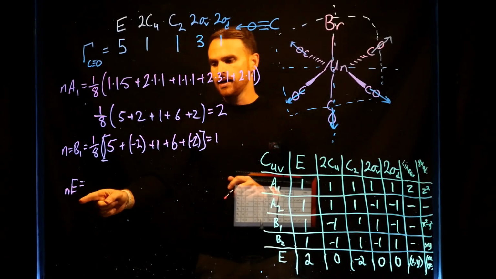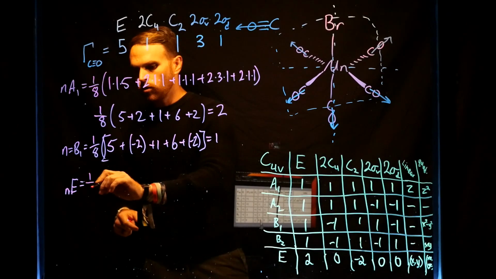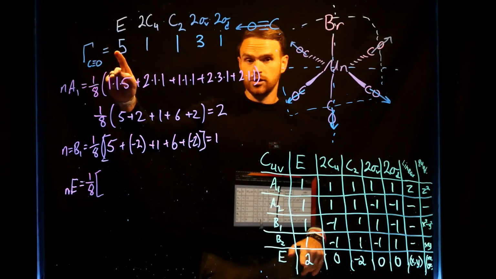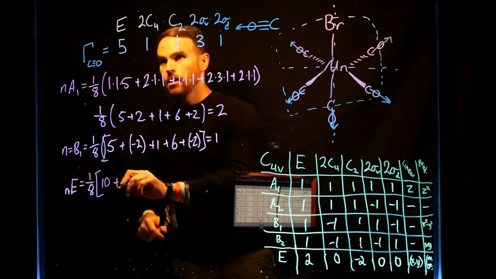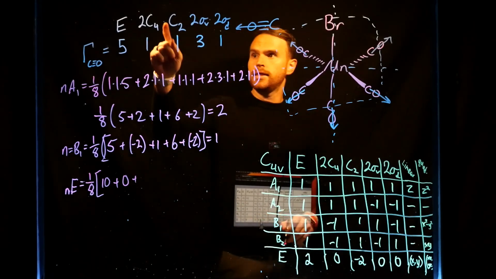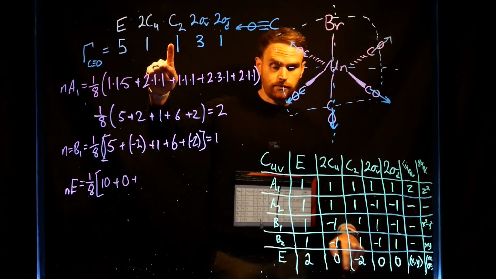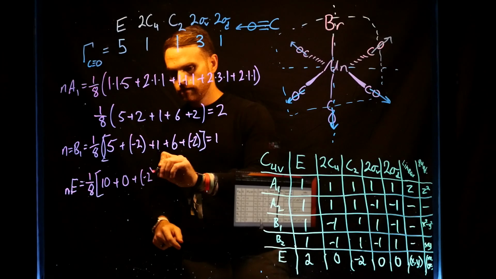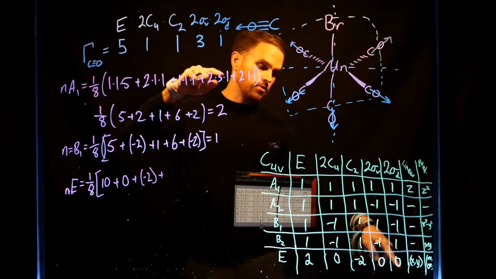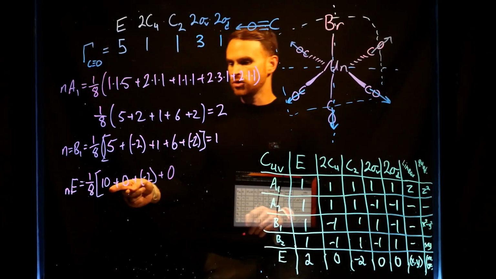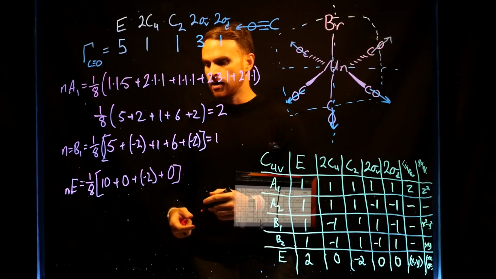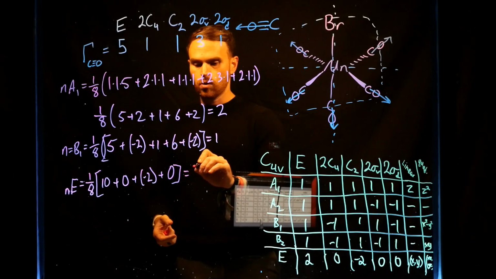So now that we're looking at E, we are again doing 1 over the order, which is 8. And then we're going to take 1 times 5 times 2, which is 10, plus 2 times 1 times 0. Well, that's convenient, 0. And then we have 1 times 1 times negative 2, which is going to be a negative 2, plus 2 times 3 times 0, and the other one is also 0, so those are both zeros. So then here I see that we have 10 minus 2 is 8. 1 divided by 8 times 8 is equal to 1.